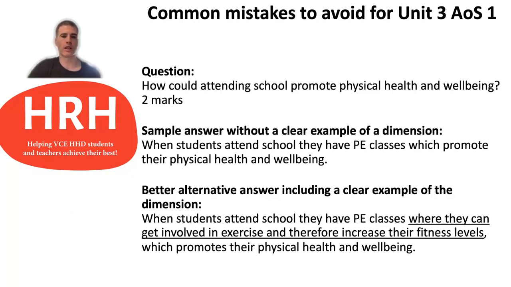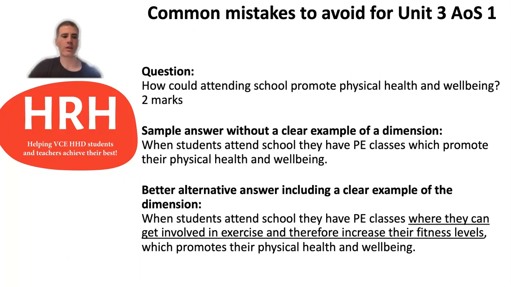So the better alternative down the bottom is saying something like, if students are attending school and have PE classes, they can get involved in exercise and increase their fitness levels, which promotes their physical health and well-being. So fitness levels is an example of that physical dimension of health and well-being, and you can see it just gives much more depth to your answer.